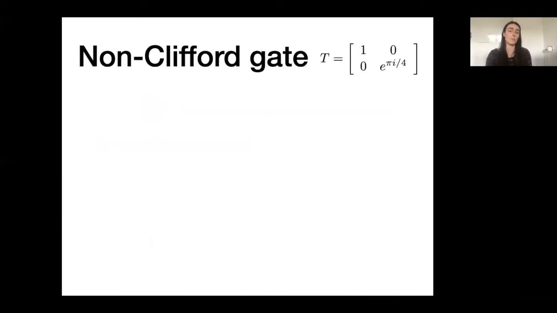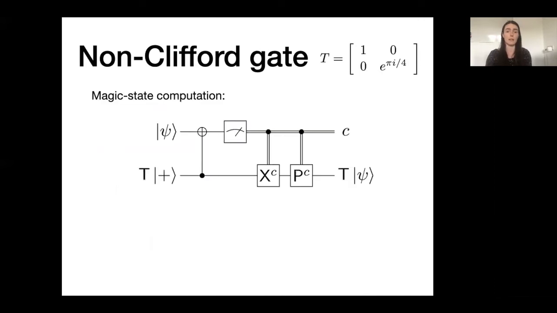Finally, I'll show you the subprotocol for a non-Clifford gate, the T gate. The protocol hinges on the idea of magic state computation, which is depicted by this circuit here. If you start with some quantum state psi and some fixed state T|+>, which is called a magic state for the T gate, and you execute this circuit consisting of a CNOT, measurement, and some classically controlled Clifford, controlled by the measurement outcome, then what you end up with on the other side is the state T applied to psi. The proof is not very involved; you can verify it for yourself just by computing the evolution of the state through the circuit.